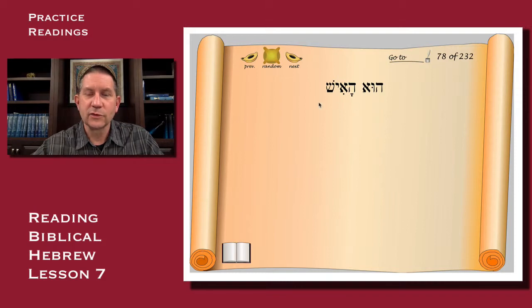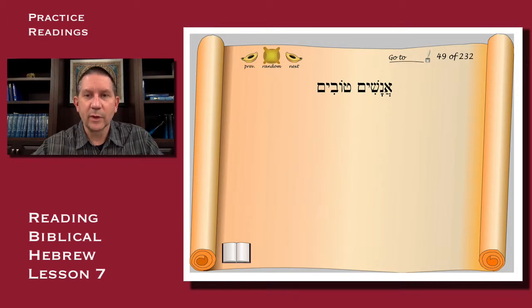Hu ha'ish. So that could be hu being the regular third person pronoun. He is ha'ish, the man. Notice this is in predicate position and is not articular. Or it could be that is the man. And it would depend on context which way we would want to translate it.